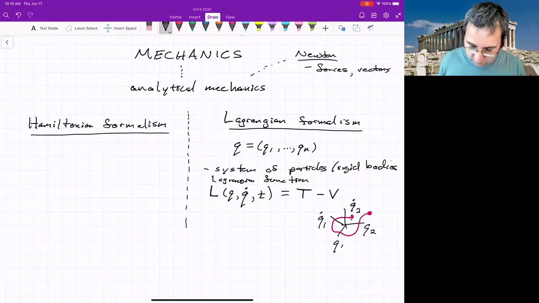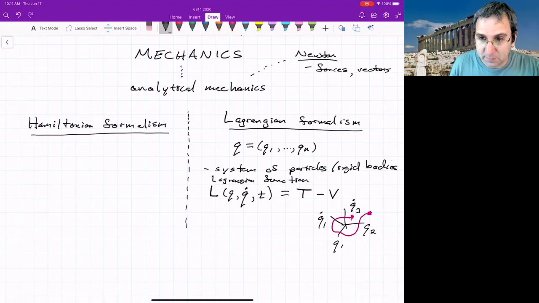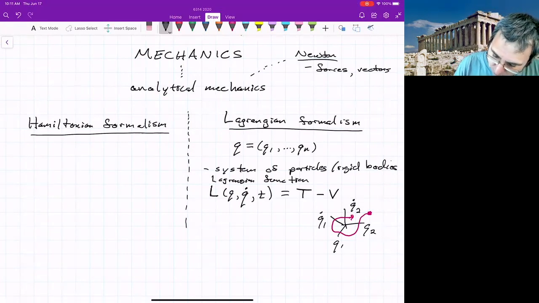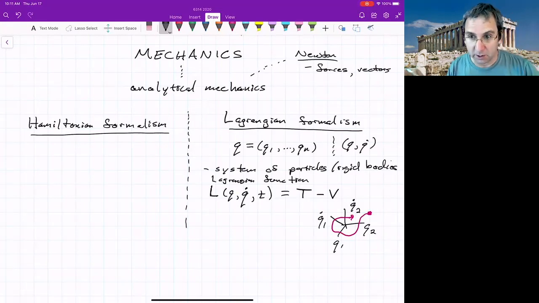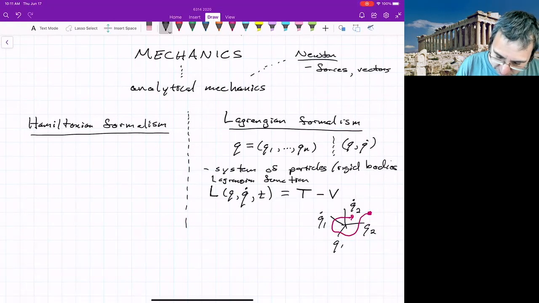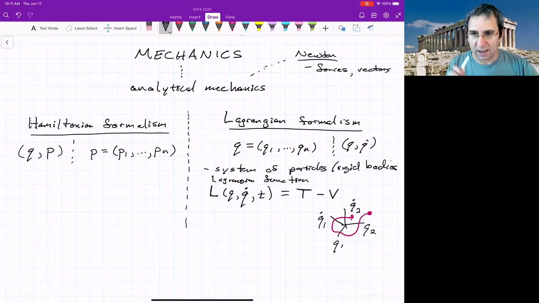On the Hamiltonian side, the Hamiltonian formalism, we've got Qs. They might not be the same as these. And you've got momenta as well. Whereas the Lagrangian formalism dealt with Qs and Q dots, so that's two n variables, in the Hamiltonian formalism we also have two n variables, but it's Qs and Ps. These Ps are momenta. And they're not the same as just mass times Q dot. They could be different.